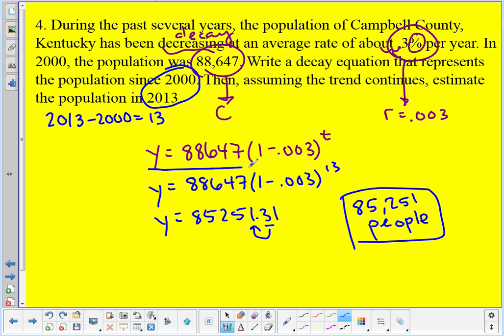The first answer was what's the equation? There's your standard equation given any year. And then the second answer was what's the population in 2013? And that was that right there.